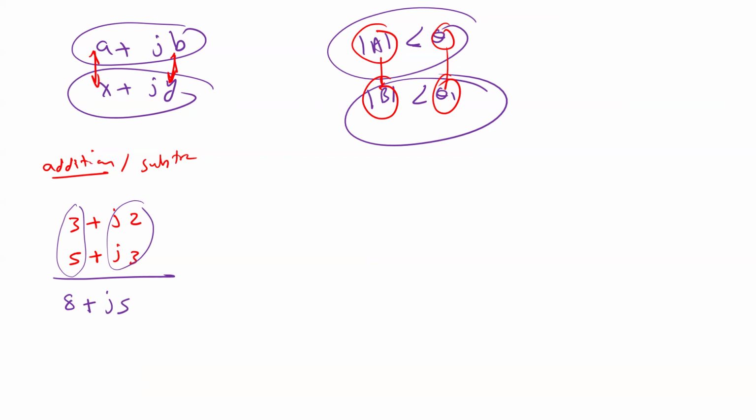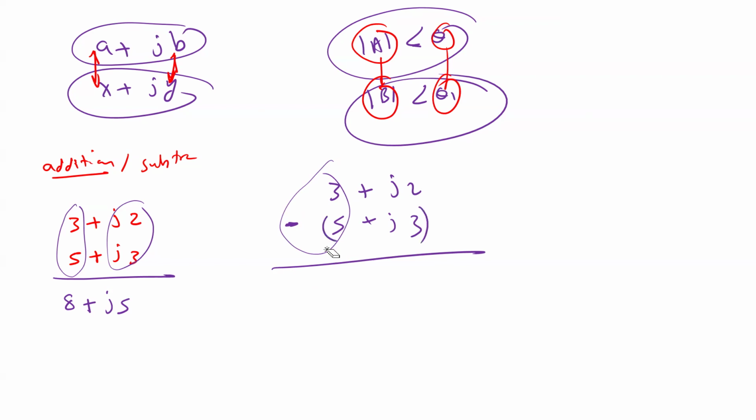Okay? Same thing if you have subtraction. For example, if I do subtraction like 3 plus j2, and I want to subtract 5 plus j3. That means I will subtract these two, again real from real. But here, if it is subtracted, you see this negative here, if you have negative (5 plus j3), this negative is going to be distributed, so it should be negative 5, negative j3. So this negative has to apply to both of them.